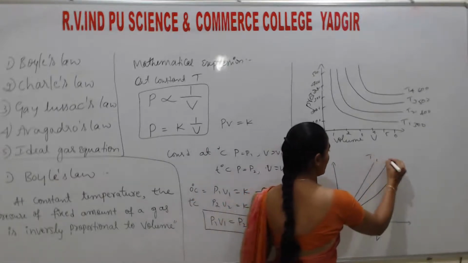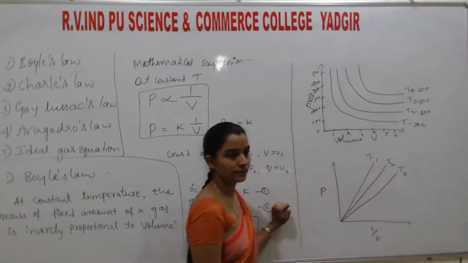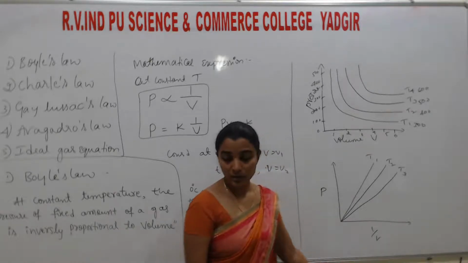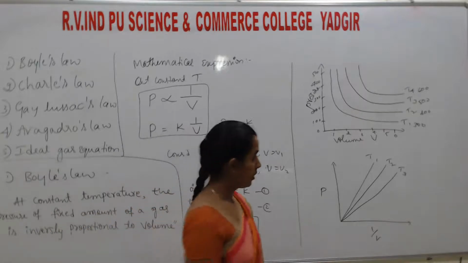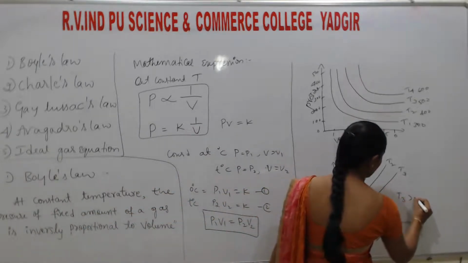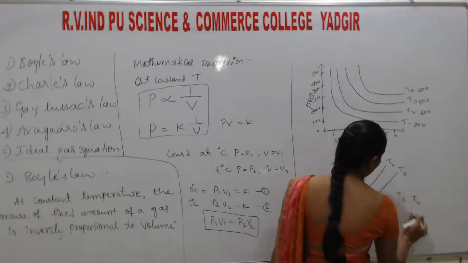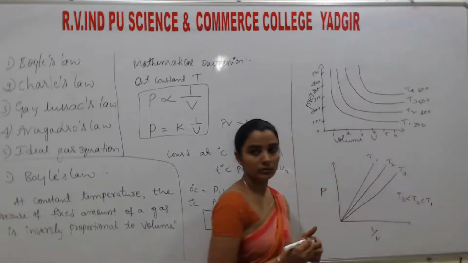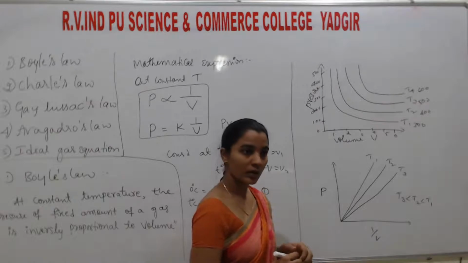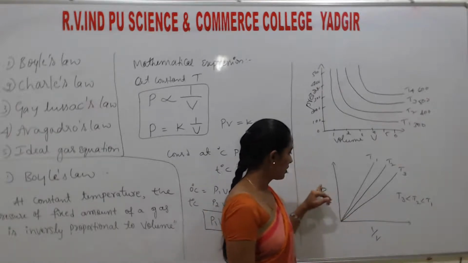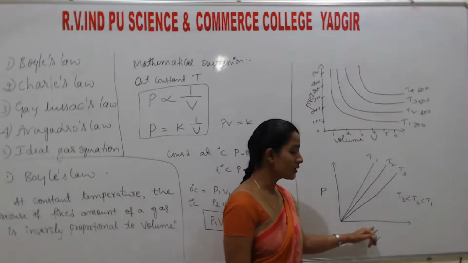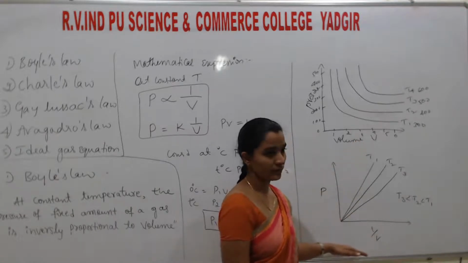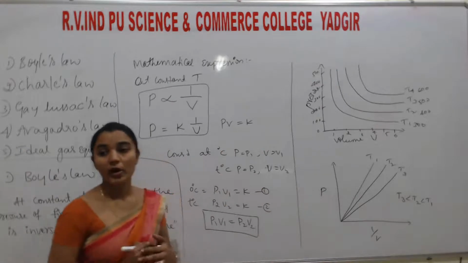Understand? This is a temperature T1, T2, T3. If it is 1 by V, this is the graph variations. So here, T3 is greater than T2, and T2 is greater than T1. This is the graph which tells about pressure versus 1 by V, inversely proportional to volume. These are the two graphs. So this is all about Boyle's law.